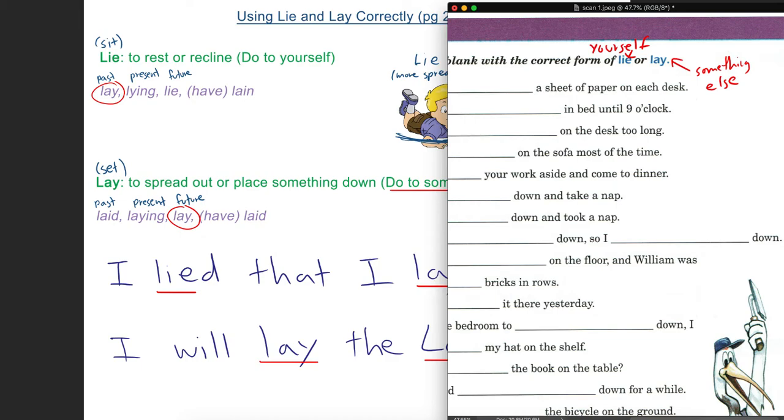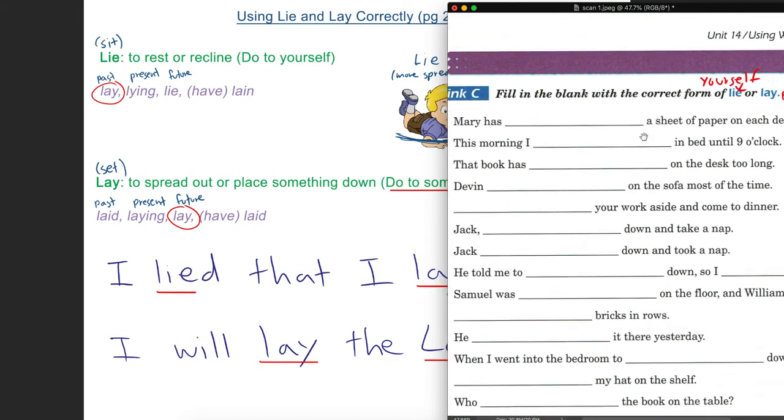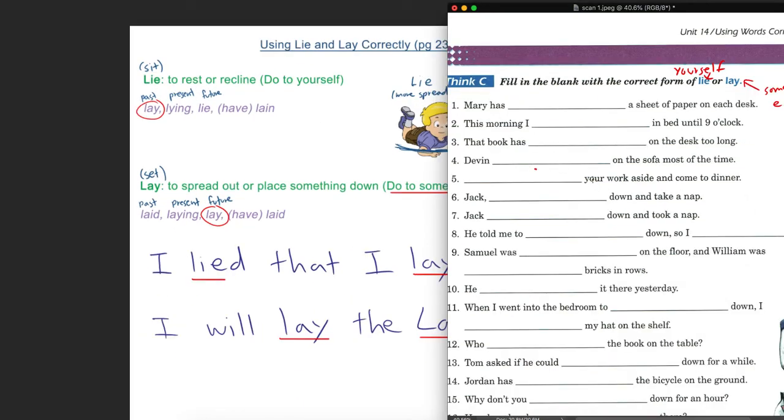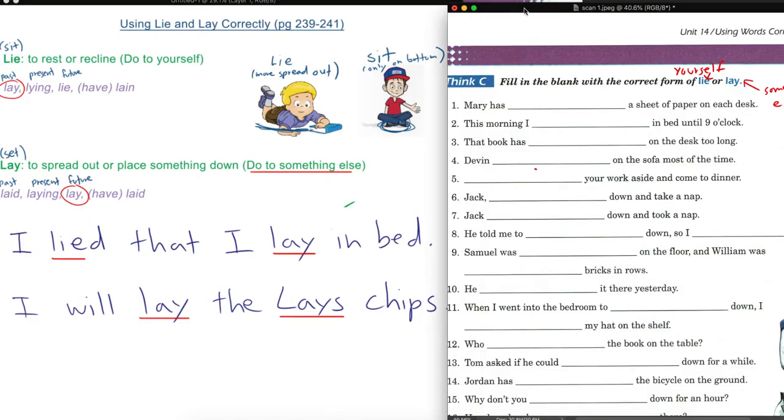All right, so let's go over some words. Number one says: Mary has blank a sheet of paper on each desk. What did she do? Did she lie a sheet of paper on each desk, or did she lay a sheet of paper on each desk? Well, we know that lay is to do to something else. So what is she laying down, herself or something else? Well, it says a sheet of paper, so obviously she has laid a sheet of paper on each desk.